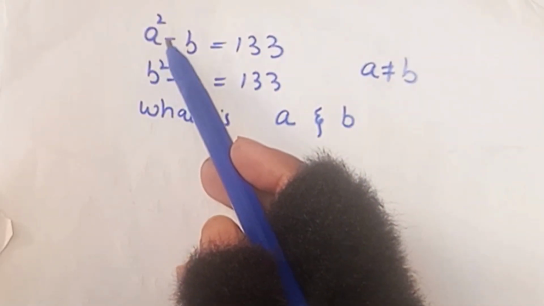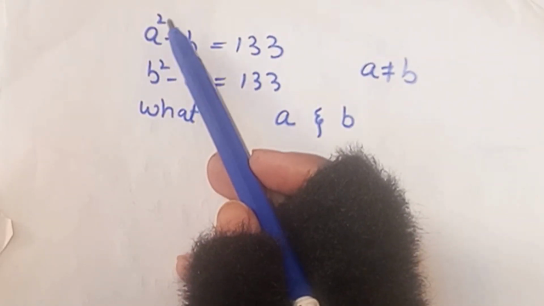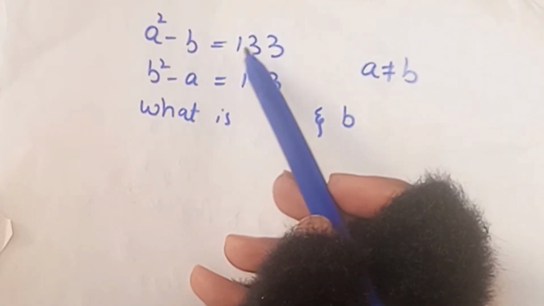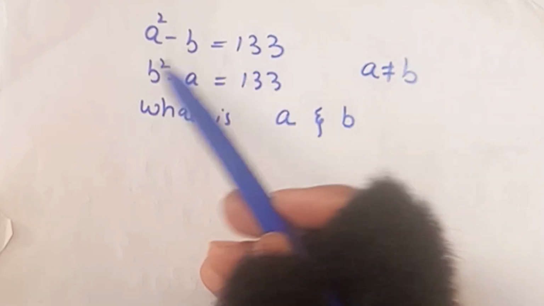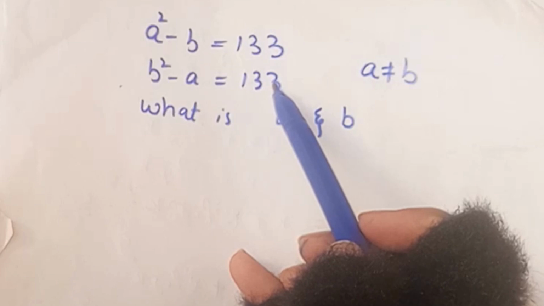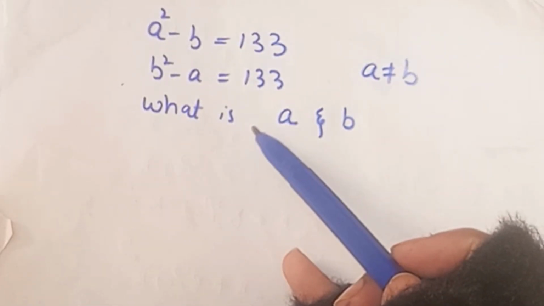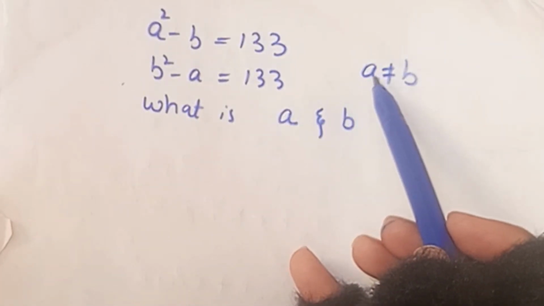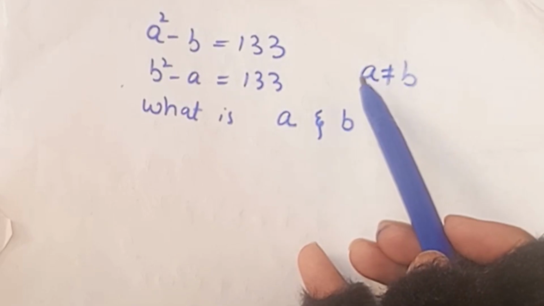Hello, let's try to solve this question. The question is: a² − b = 133, and the second equation is b² − a = 133. Then what is the value of a and b? In our question, it's given that a is not equal to b. So let's start.